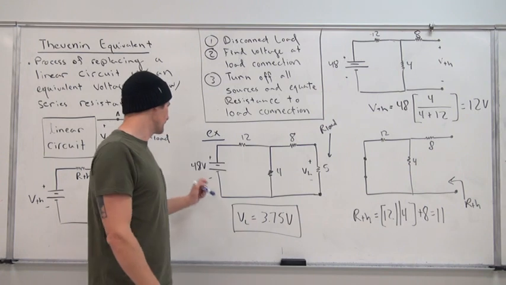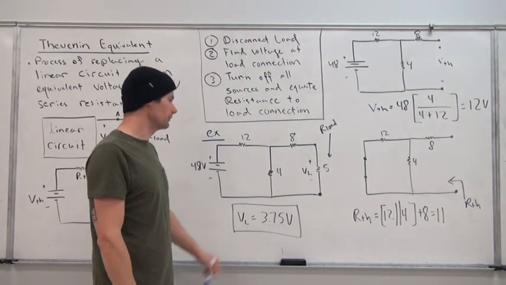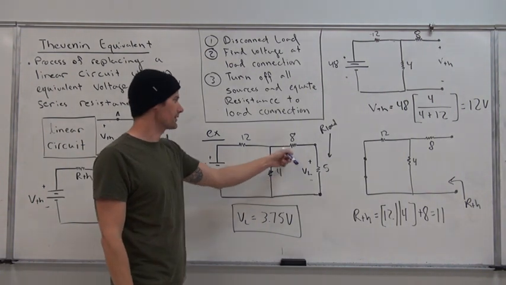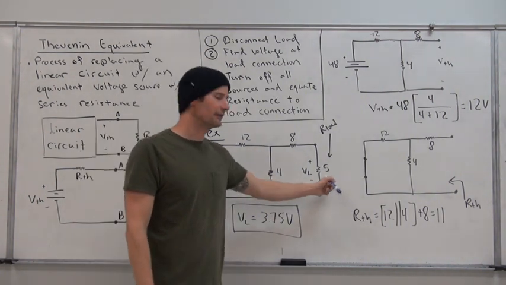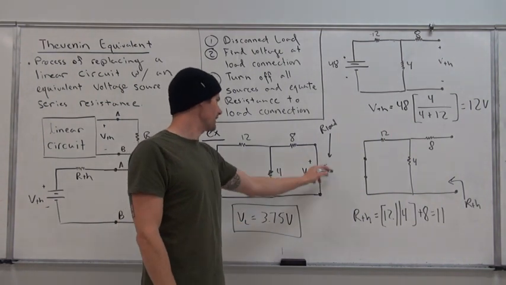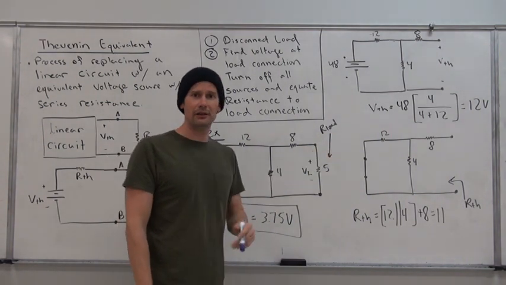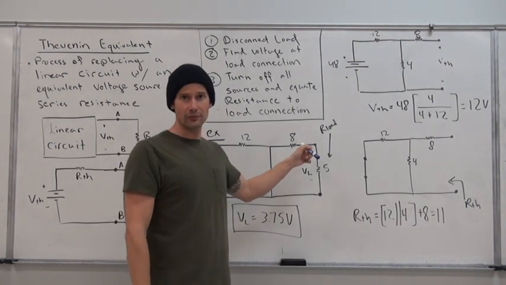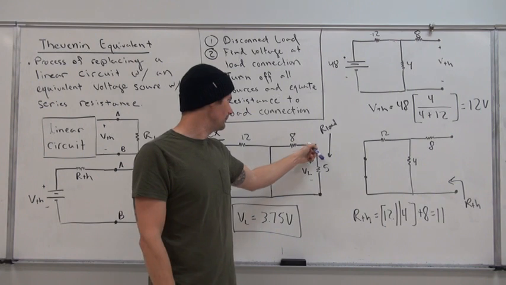Now, if we consider a very simple 2-loop circuit, 48 volts with a 12 ohm resistor, 4 ohms of resistance, 8 ohms as well as 5, we're going to consider the 5 ohm resistor as being our resistive load. And we want to find an equivalent resistance and also voltage about these 2 points.